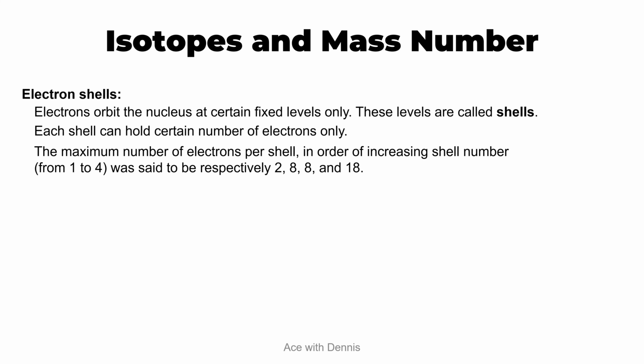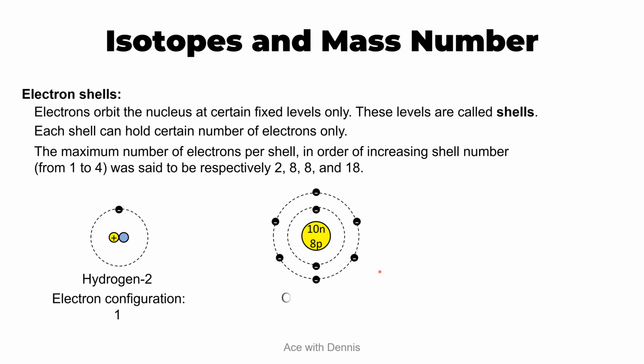Okay, so what does it mean? Let's see a few examples so that you can get the idea. We'll see the first model of hydrogen-2. As you can see, there is one electron orbiting the nucleus. Hence, the electron configuration will be 1. Next, the second model is oxygen-18. As you can see, there are two shells for this model, where the first shell has 2 electrons and the second shell has 8 electrons.